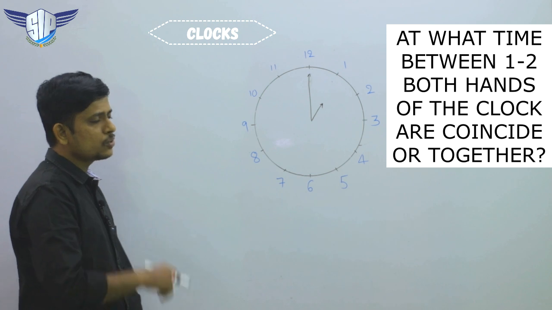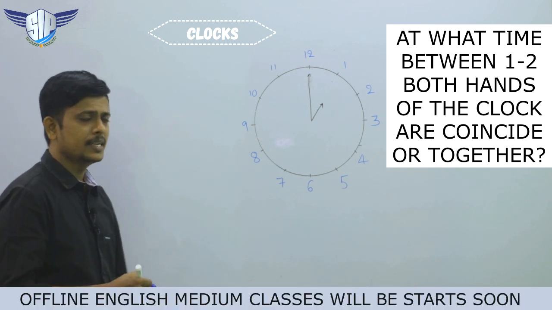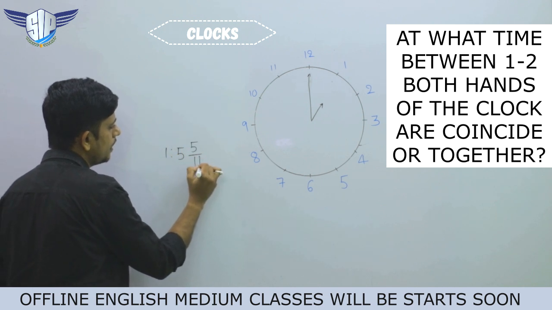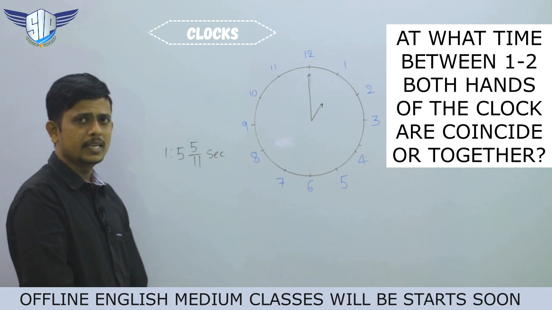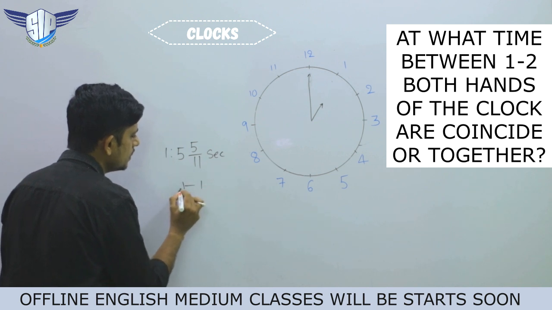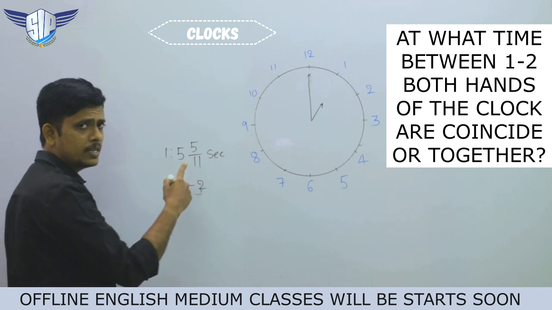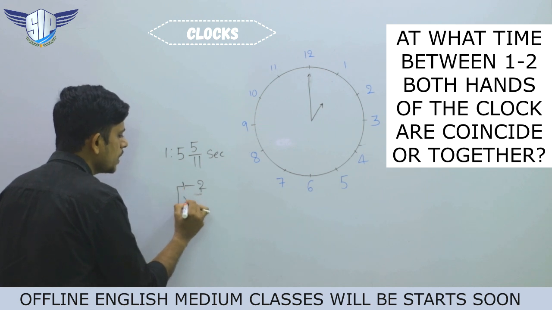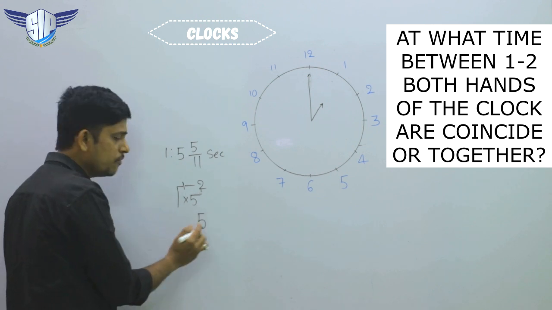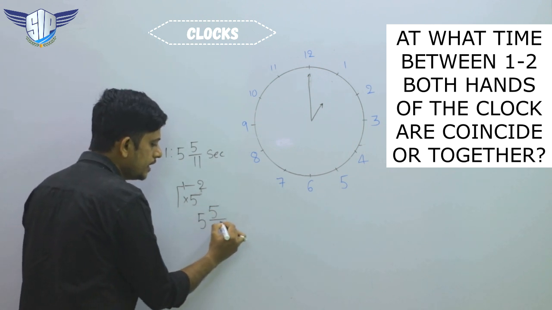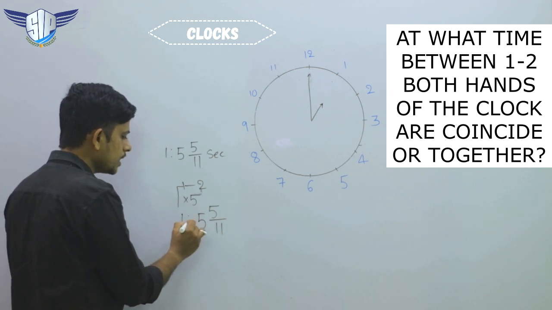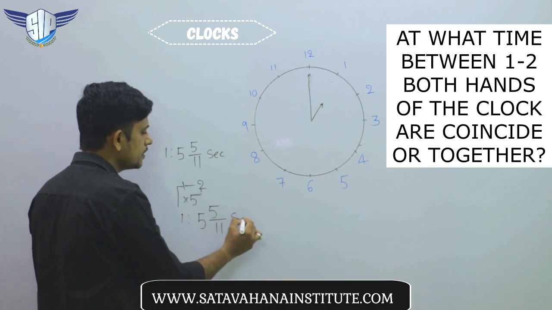By seeing this question, I write the answer within a second. My answer is 1 o'clock 5 5/11 seconds. Think about how I said this answer within a second. I just multiplied the first digit of the question. Because the question is between 1 and 2, I multiplied the first digit with 5. Therefore 1 into 5 is equal to 5. I write the same 5 in the numerator, and in the denominator 11 is common for all the questions. Therefore the answer is 1 o'clock 5 minutes 5/11 seconds.